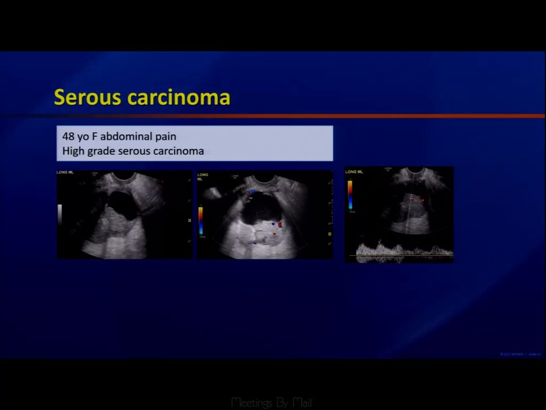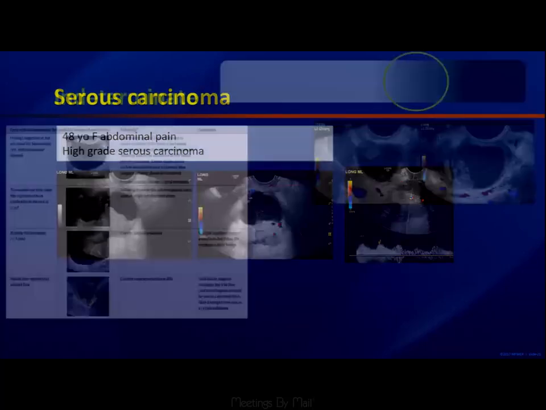Another example here of a high-risk lesion, a highly worrisome lesion. This was a 48-year-old female, so younger. She presented also with abdominal pain. We have a predominantly cystic lesion with, again, an eccentric, clearly solid component with internal color flow, which was confirmed on spectral Doppler. This was a high-grade serous carcinoma.